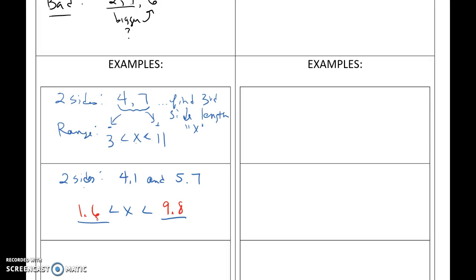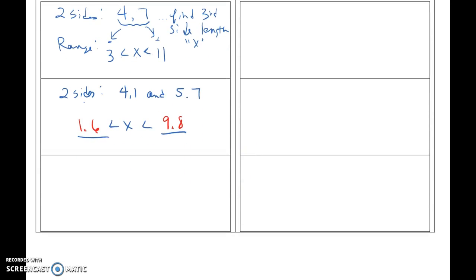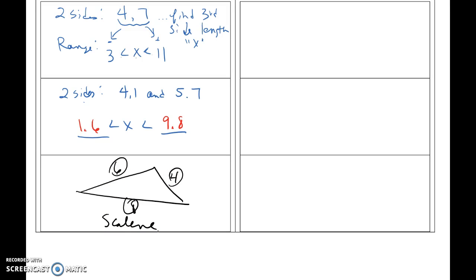Okay, and the last example, or something you might be asked to do, is basically just take a picture that I give you and tell me what kind of triangle it is. So I might label all the sides for you and be like 4, 6, and 8. And then I might just say, what is this? And you're supposed to know, okay, these don't match, right? Nobody matches, so it must be scalene. That's as easy as it gets, in my opinion. You're just, do they match or do they not? And that's how you're going to classify it.